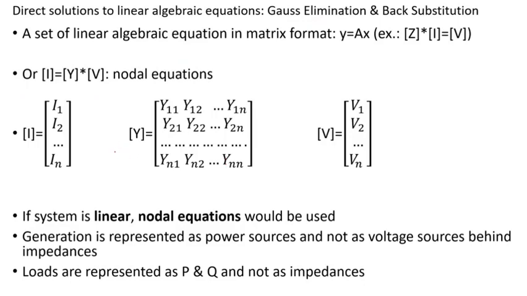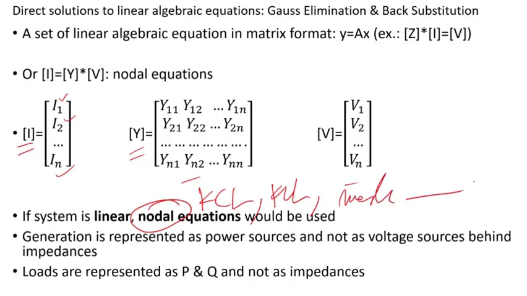Again, instead of a general form, for current you just have all the currents in your system in a vector form, then the admittance would be the matrix, and voltage is a vector. So if the system is linear, you can use nodal equations, KCL, KVL, mesh current, and so on and so forth, to calculate current or voltage.